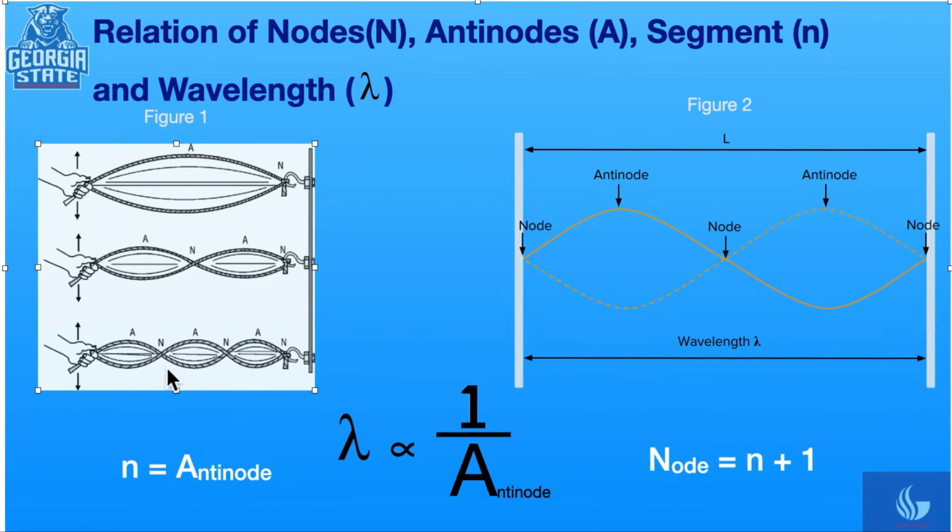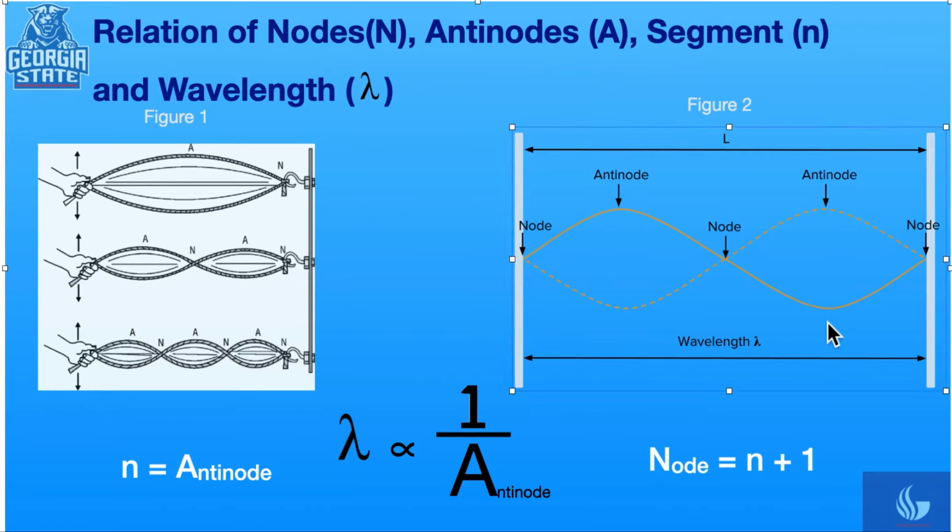Now, in the last part of figure 1, again the wavelength has been lowered. The number of loops has been increased, that is, the number of segments has been increased. So there are three segments, three antinodes, and four nodes.